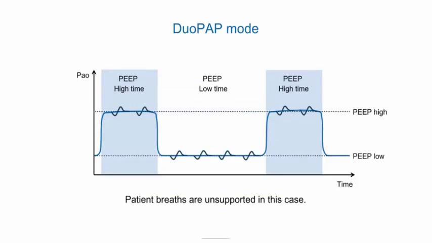DuoPAP mode. DuoPAP mode is also known as BiPAP mode. In this mode, PEEP automatically alternates between 2 set PEEP levels in a set time pattern. The patient can breathe freely at either level, with or without pressure support. This mode serves as a flexible platform for those who want to mimic traditional modes themselves, for instance, pressure SIMV mode.